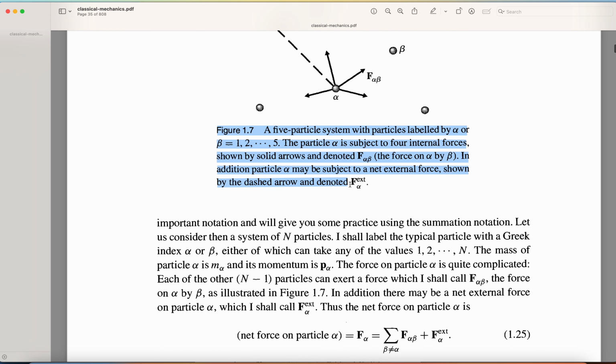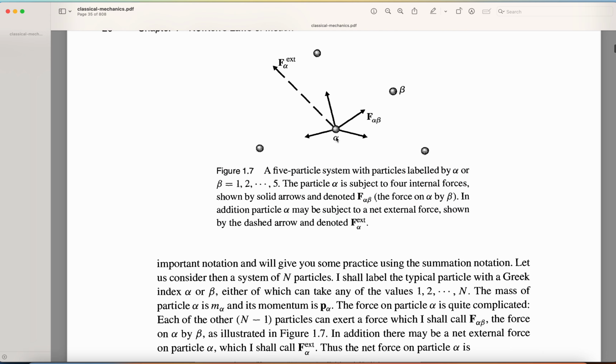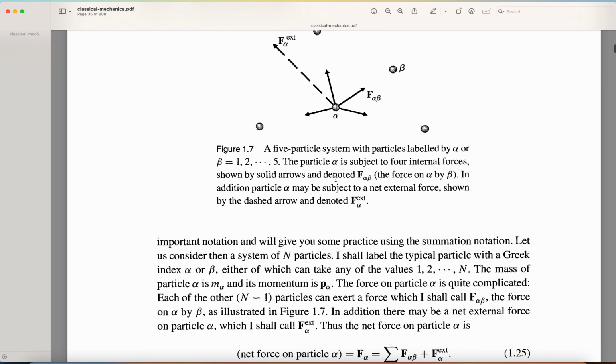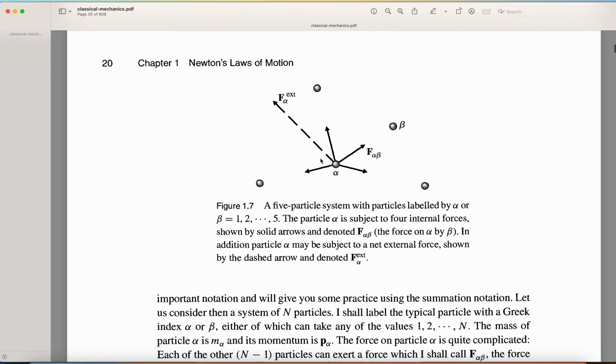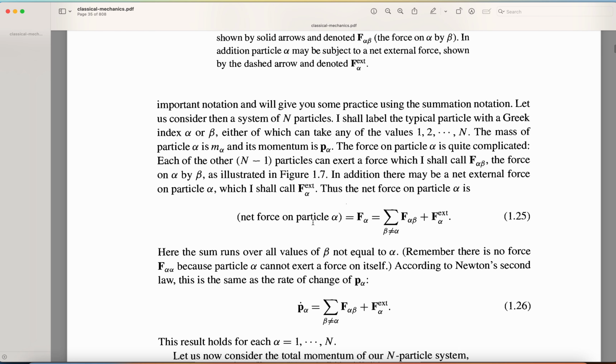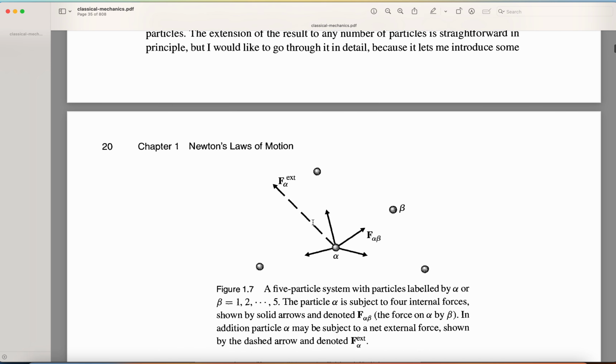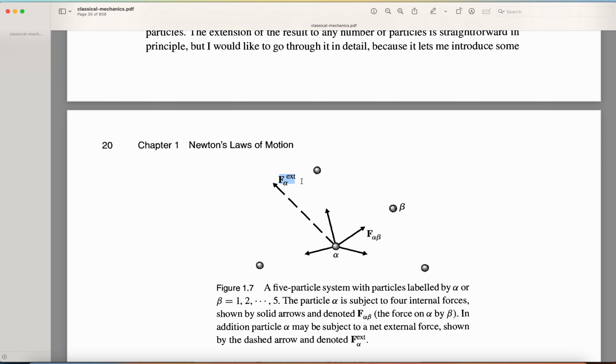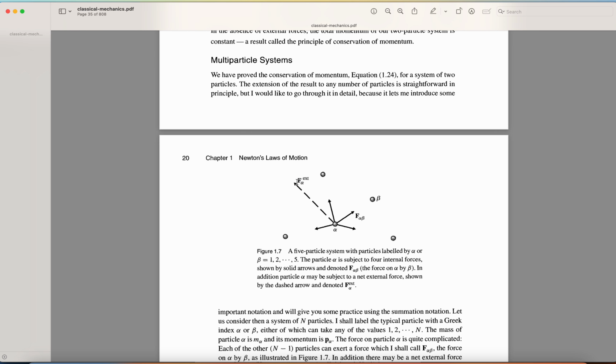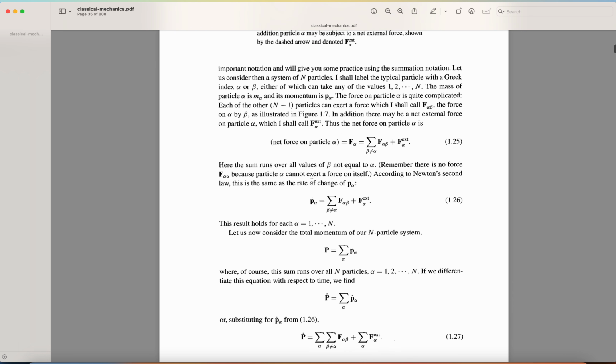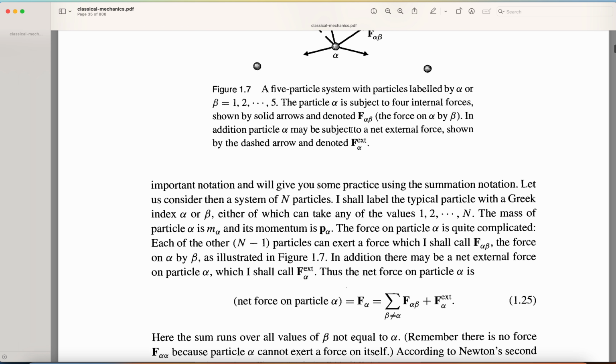Okay, so here is a particle system. You got your alpha, so the force exerted on alpha by beta, and your external force. I think this is interesting because if you have many external forces, you can just sum them up and get a single external force. That's something I didn't really think about.